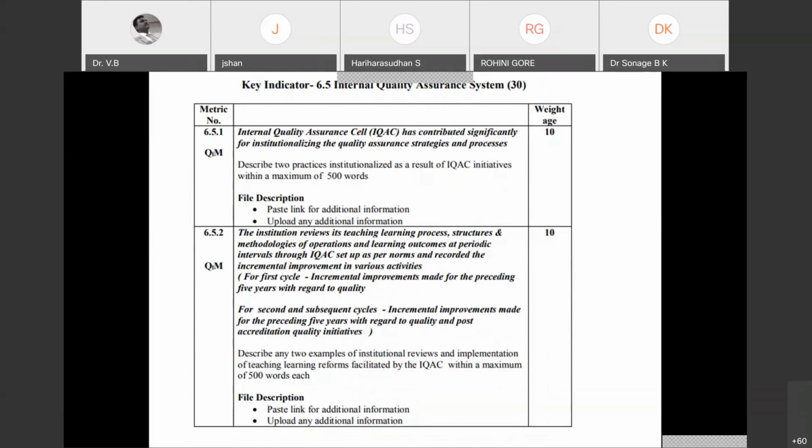And also any other practice that is generally done by the IQAC as a part of its work, not only on the academic front, but also on the holistic front, can be included in this 6.5.1 metric, which is a descriptive metric. The next one is the review of the TLP, teaching learning process, structures, methodologies, and operations. So this entire thing is taken care of by the internal quality assurance cell.